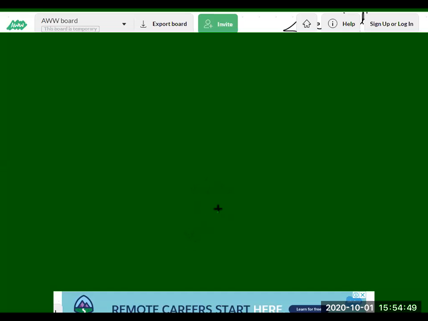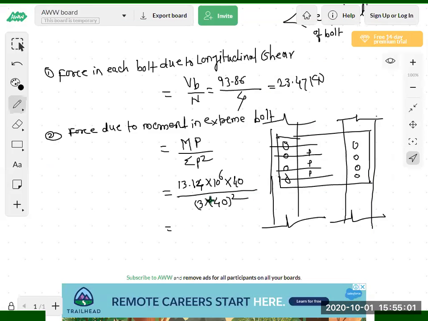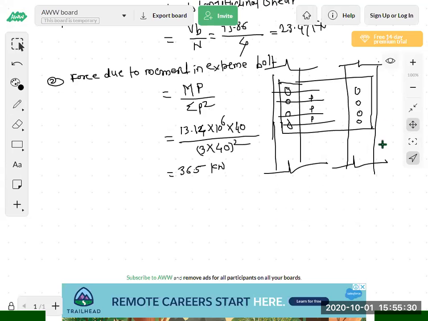How much is this? Summation of P square they have written, no? So it means we have to square this value. 36.5, correct? 36.5 kilonewton. Okay, correct. Swapnil has given the answer, correct. Okay. Now we have to put these values.